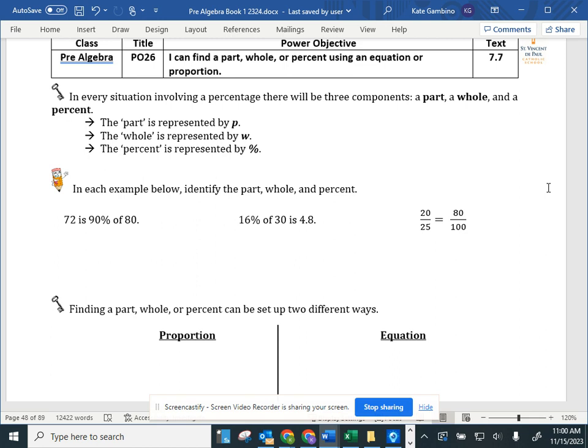70%, that's the percentage of 100. That is the whole. 70 is the part. The part's always the smaller number. If our percentage is under 100, the part will be smaller. So part, in our formula, we use a P. For the whole in the formula, we're going to use the W. And for the percent, we're going to use the percent sign.